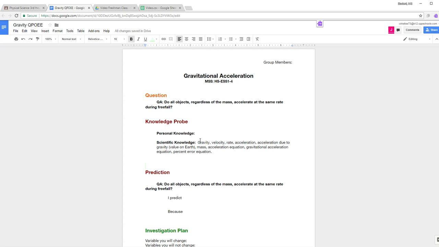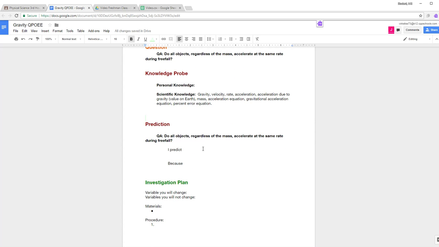Scientific knowledge, whatever terms you used, I think, so long as we had somewhere around 10 terms was fine, and they had to be cited in MLA style, which was also true for the previous QPOs and will be true for the rest of them. Prediction. I predict all objects will accelerate at the same rate because we saw the demonstration in class. Easy enough. As long as it's a complete sentence, you're fine there.